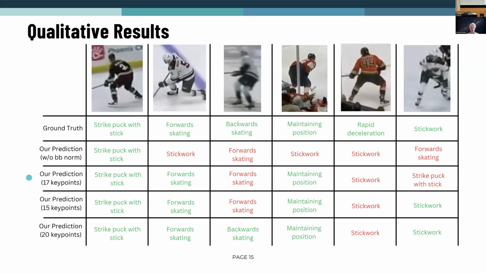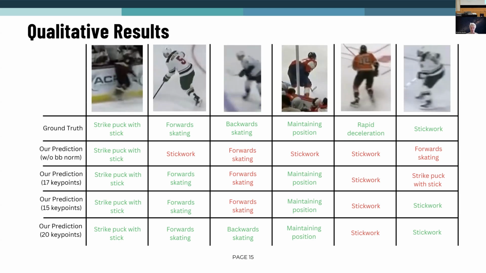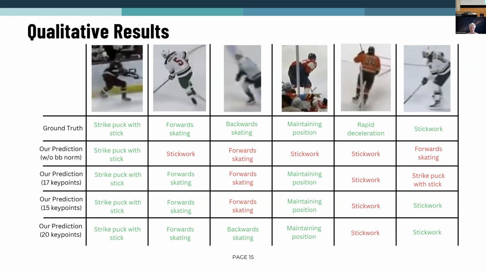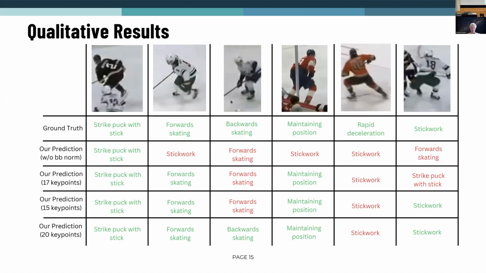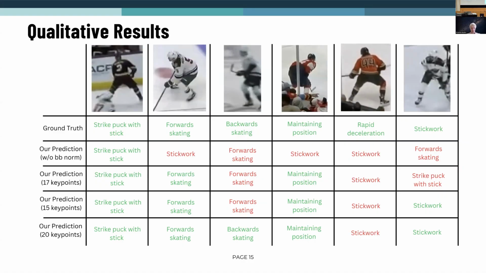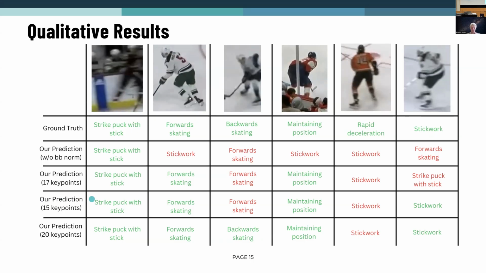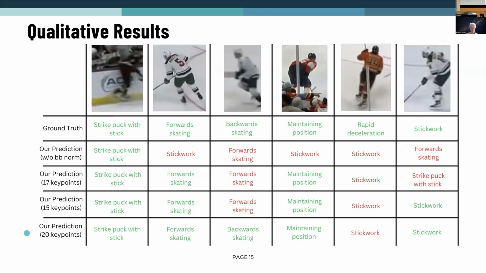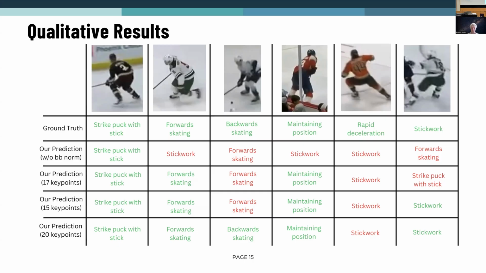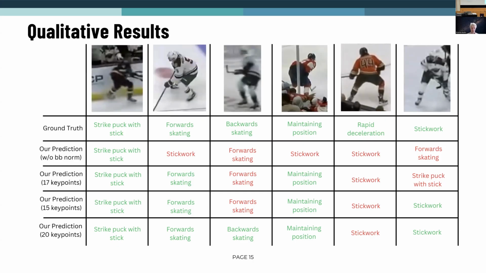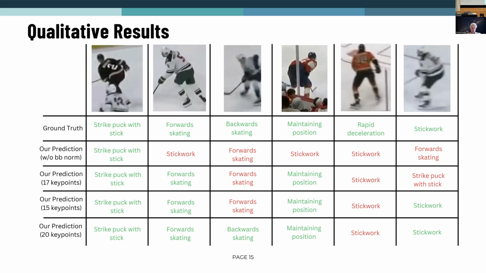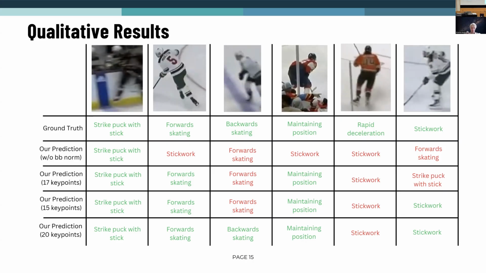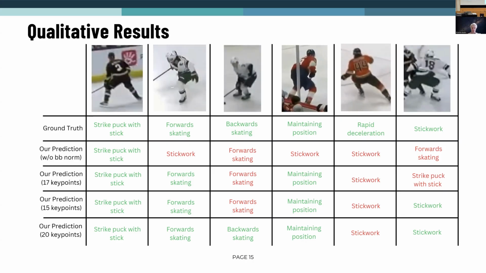Moving to 17 key points with ST-GCN++, we see improvement, but it's our 15 key point configuration that starts to clearly separate similar actions like forward skating and stick work. And notably, the optimized 20 key point setup performs best overall by leveraging fine-grained head and stick cues. So these examples underscore how bounding box normalization and targeted key points help the model better interpret nuanced hockey-specific movements.